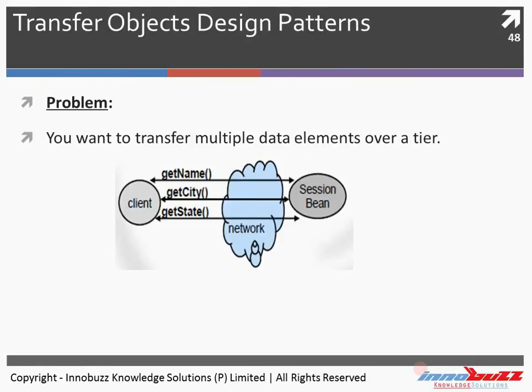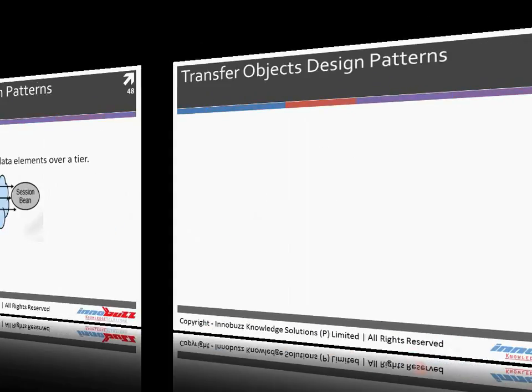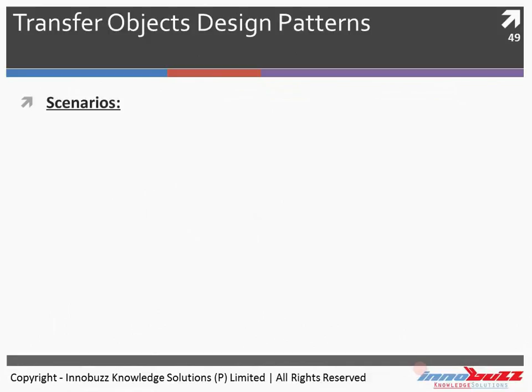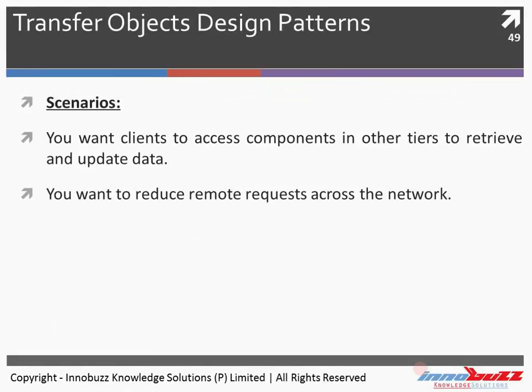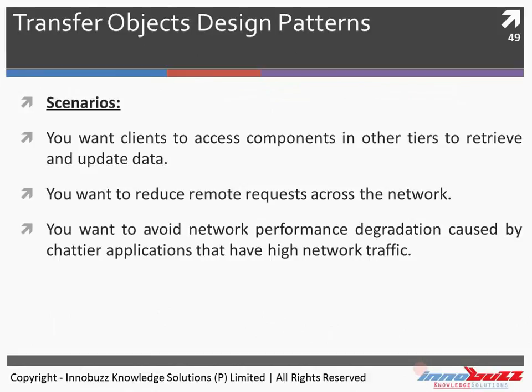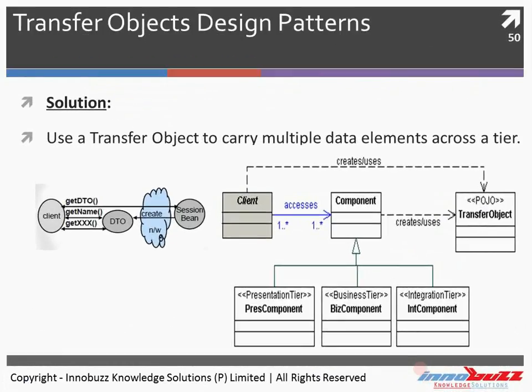For this problem, let's see the scenarios which the solution should meet. You want clients to access components in other tiers to retrieve and update data. You want to reduce remote access or requests across the network. You want to avoid network performance degradation caused by chatty applications that have high network traffic. And the solution for it? Use a transfer object to carry multiple data elements across a tier.